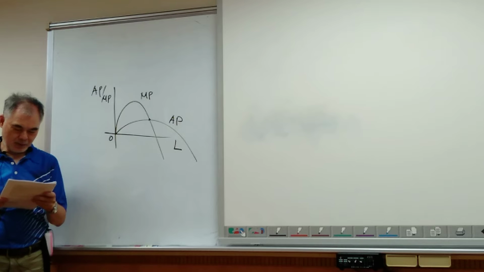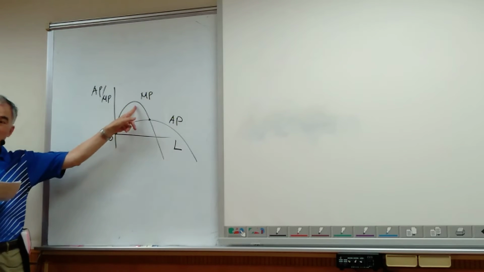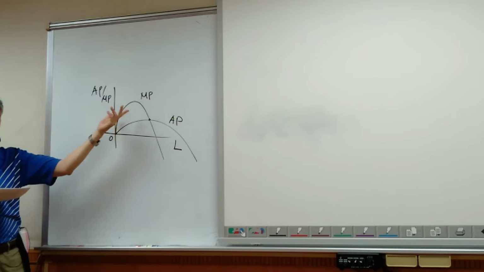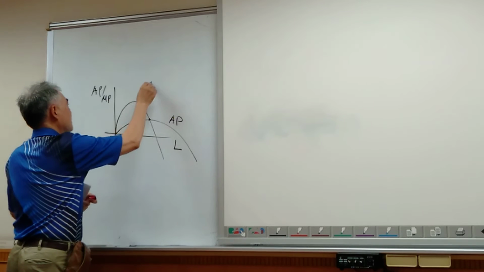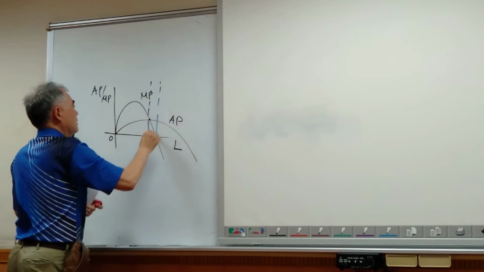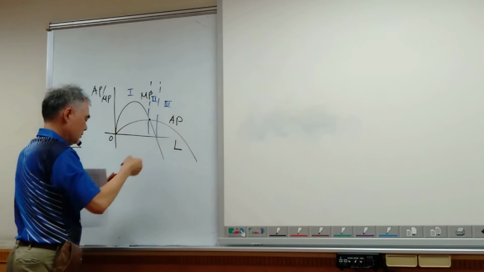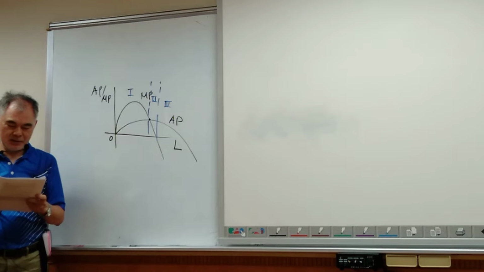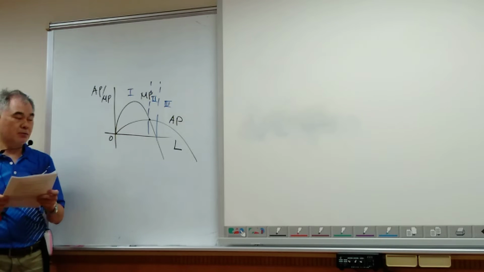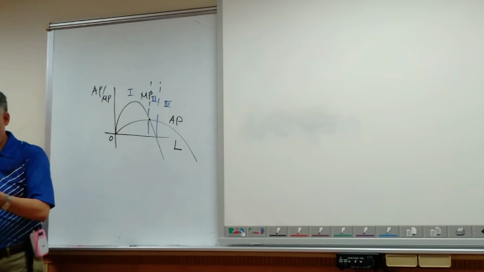And answer C says max AP is the start. Max AP is here, right? So it doesn't relate to anything there. Here are the first stage, second stage, and third stage. So answer D says max AP is the end of the first stage of production, right? Exactly. So the answer is D.